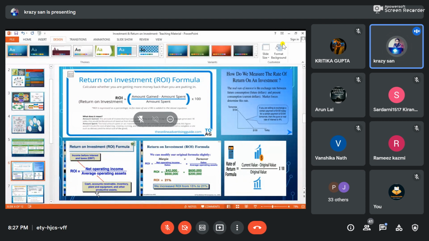So suppose $42 divided by $600 or 6,000, you say it is the margin, and if turnover is $6 by $2, that is the turnover. So ROI is 21%. When you get a value, you have to multiply it by 100%. So we increased ROI from 15% to 21%. So how much was the increase? A 6% increment you can see over there. And if you see the shares, bonds, debentures calculation, the rate of return formula comes out to be current value minus original value, divided by original value, multiplied by 100.